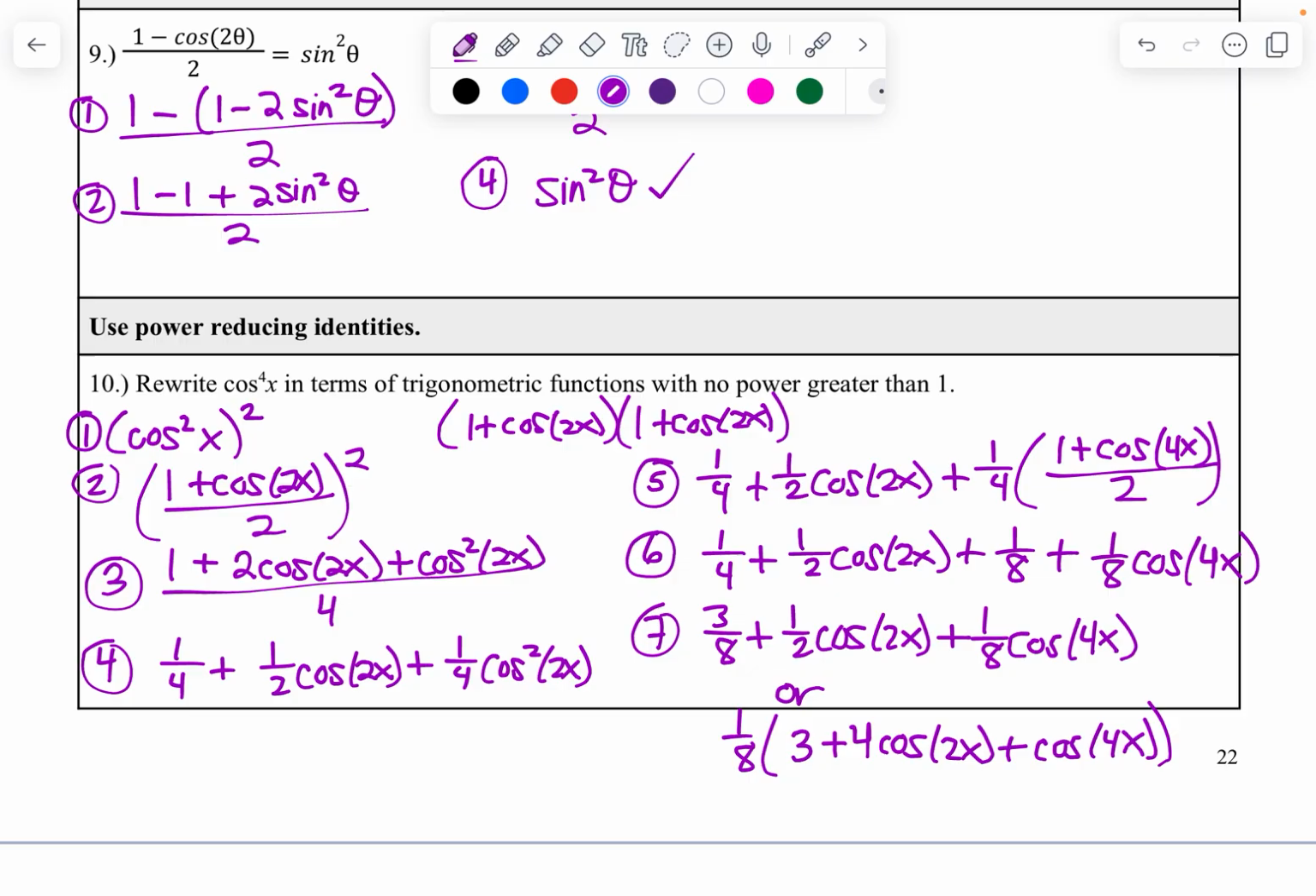And so those are our power reducing formulas. They can be really useful when you move on to your calculus work.